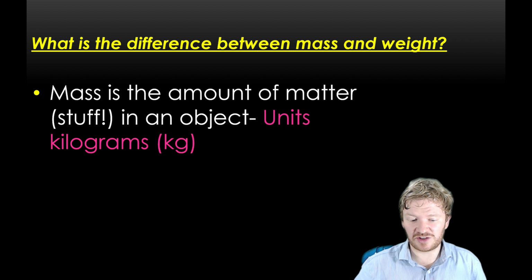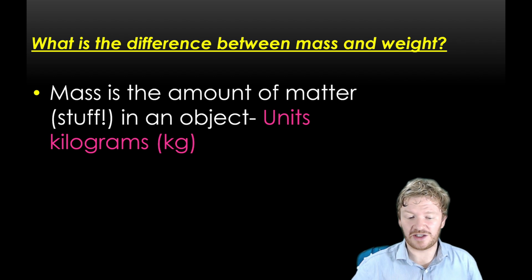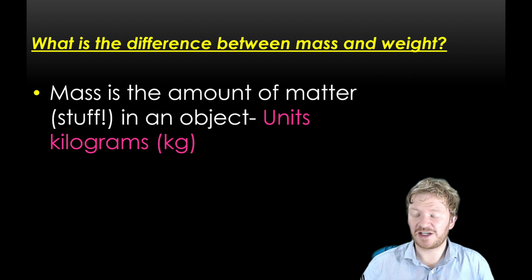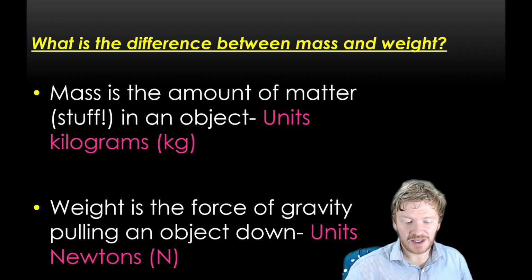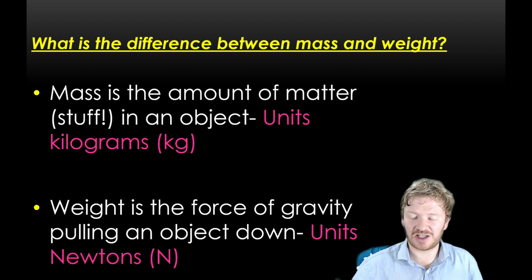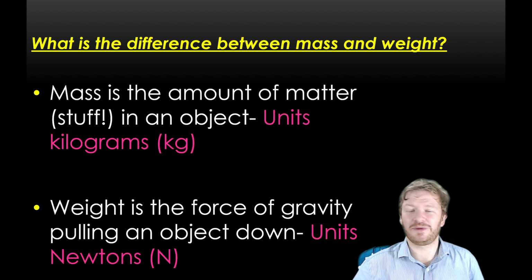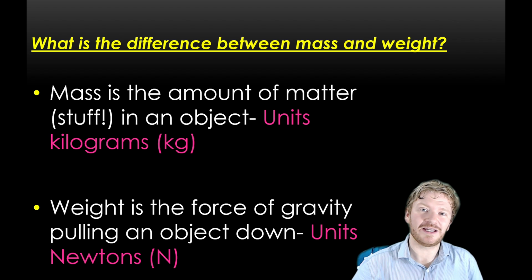You need to understand the difference between mass and weight. So mass is the amount of matter, it's the amount of stuff in an object, and it has the units kilograms. Weight is the force of gravity pulling an object down, and it has the units newtons. And this is really confusing because generally in life people don't ask what is your mass, people ask how much do you weigh, and you use a weighing scale to find the mass of something.